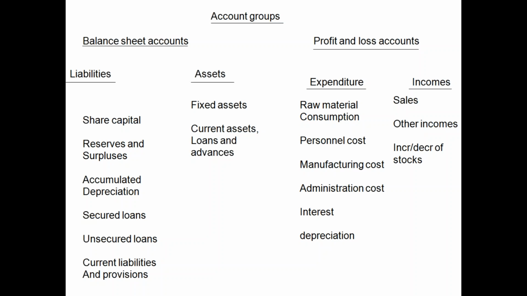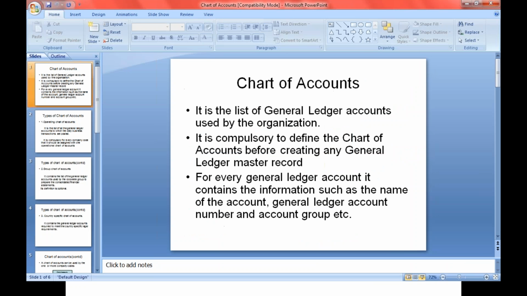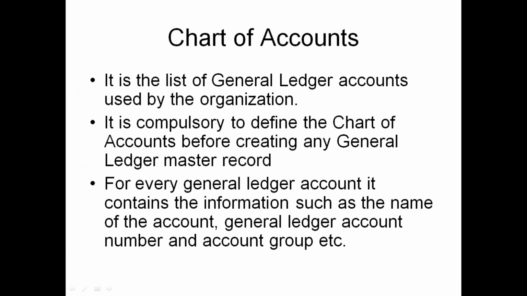Account group stands for grouping of your accounts. You can group accounts which are similar in nature. Is it clear? And when we define any GL master record, you have to provide the account group, under which account group this GL is coming. If this GL is part of share capital, fixed asset, or current asset, you have to decide that at the time of maintaining the GL master record. Is it okay?